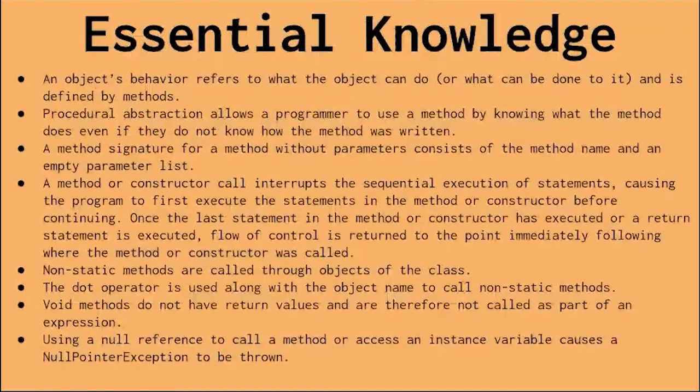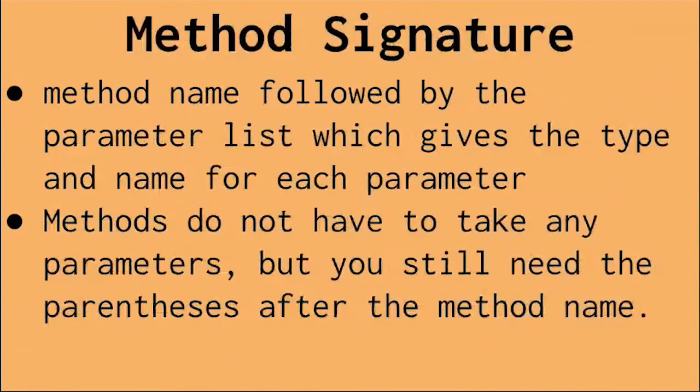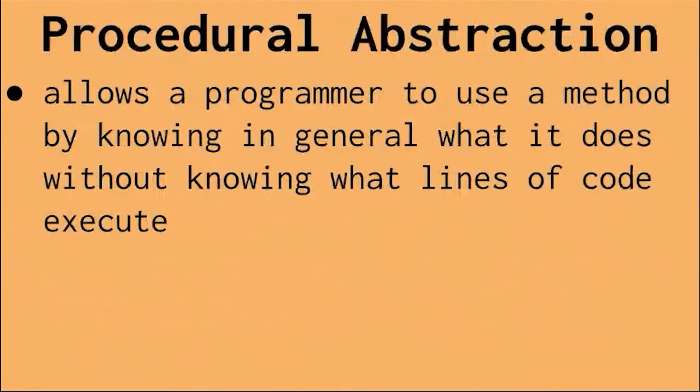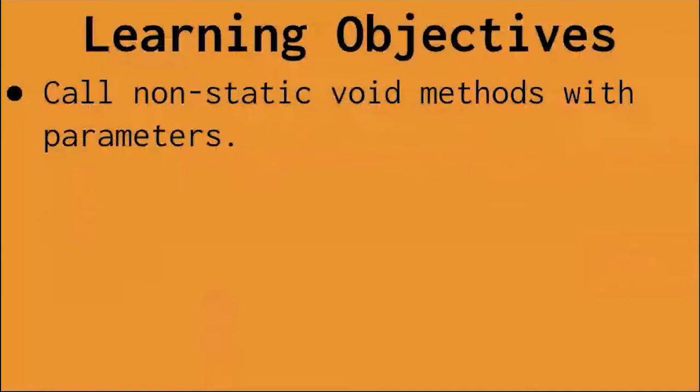Essential knowledge. Okay, a lot of this stuff we kind of already went over. I don't want to bore people, so I'm going to keep going. Dot notation, make sure you know it's the object dot method, which is like the noun dot verb. The noun being the object, the method being the action, the verb for it. Let's see here. 1.2.4, call non-static void methods with parameters. So it's the same thing we just did, only this time it's with parameters in there, inputs.